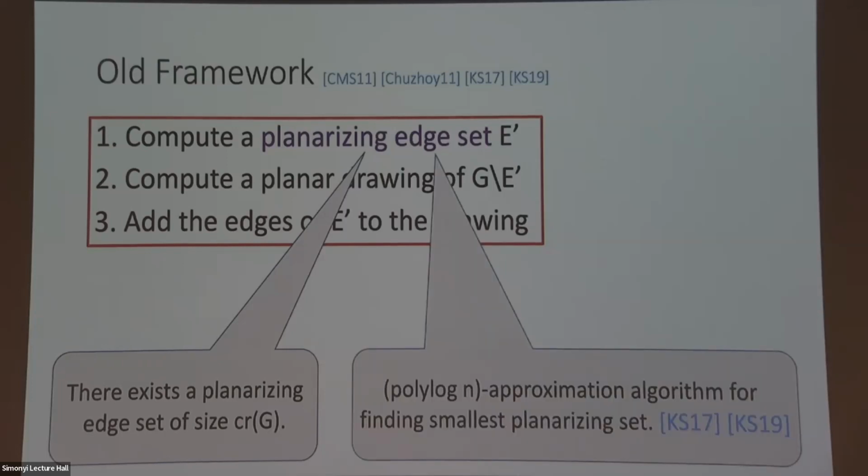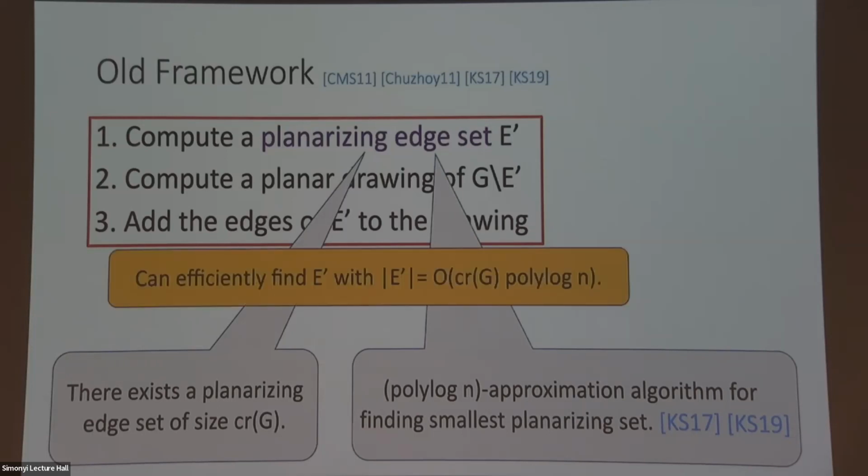In the breakthrough of two papers by Kobayashi and Zihan, they gave a polylog approximation algorithm for finding the smallest planarizing edge set. This is a very cool result, and it leads to the square root of n breakthrough eventually. Combining these two results, we can efficiently find a planarizing edge set with size approximately CRG. I'm not going into the detail of these two papers, but just combining them, what we can say is this.